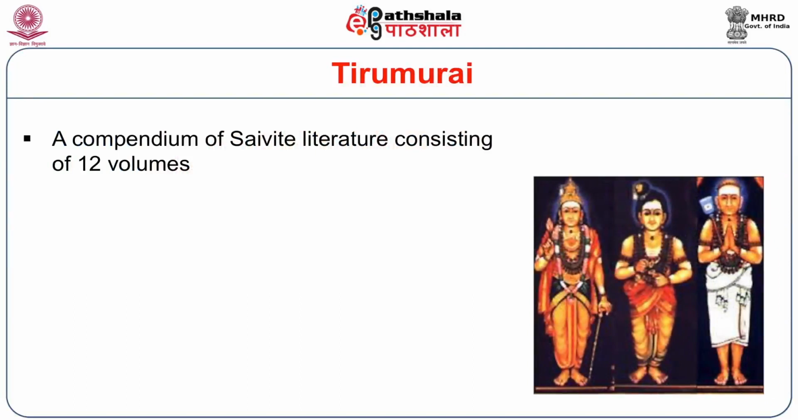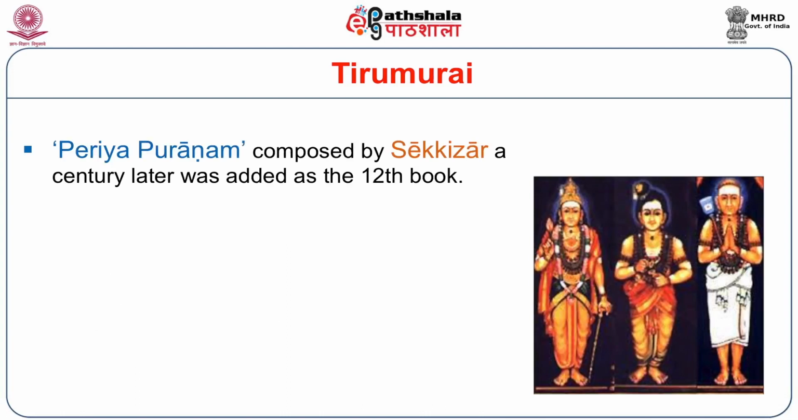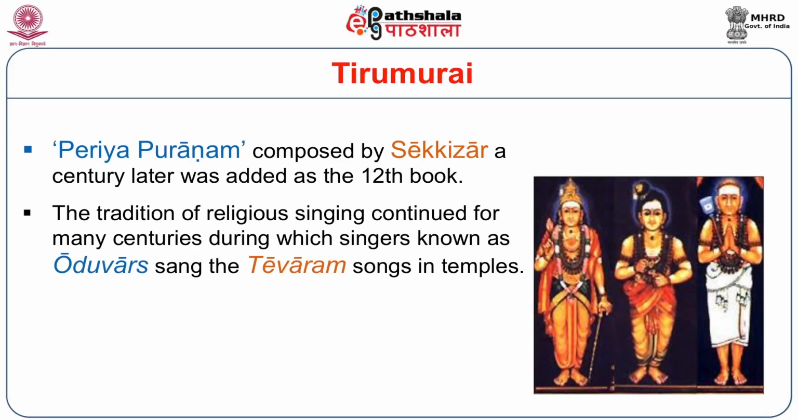The Tirumurai is a compendium of Saivite literature consisting of 12 volumes. The first 7 are called Thevaram, and they were composed in the 7th and 8th centuries by the 3 saints called Tirunavukkarasar, also called Appar, Tirunana Sambandar and Sundarar. The Periya Puranam, composed by Sekkizhar a century later, was added as the 12th book. This tradition of religious singing was seen for many centuries, during which the singers were called Oduvars. They were appointed to sing the Tirumurai or the Thevarams in the Shaivite temples. Today also we see that this tradition is upheld in many Shiva temples.